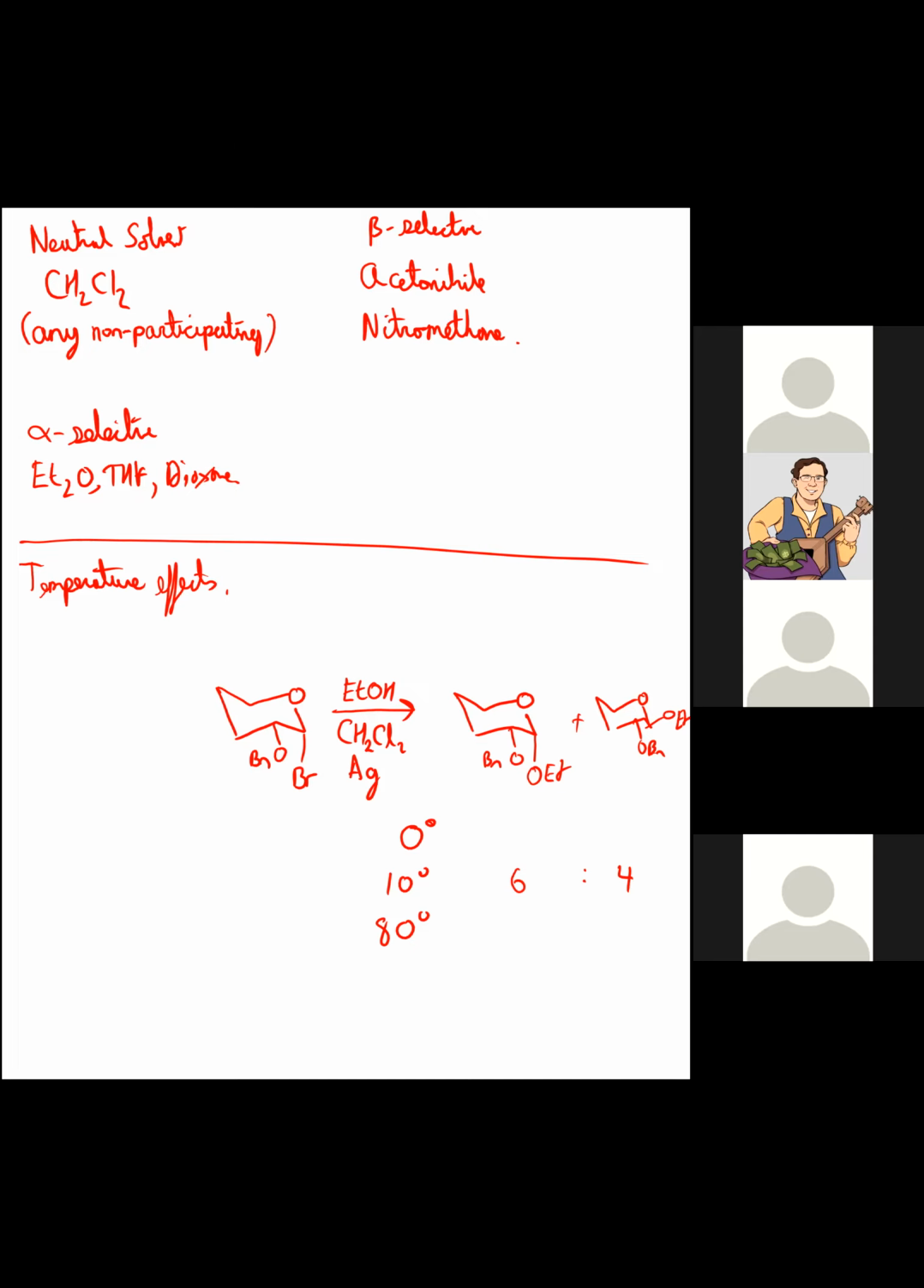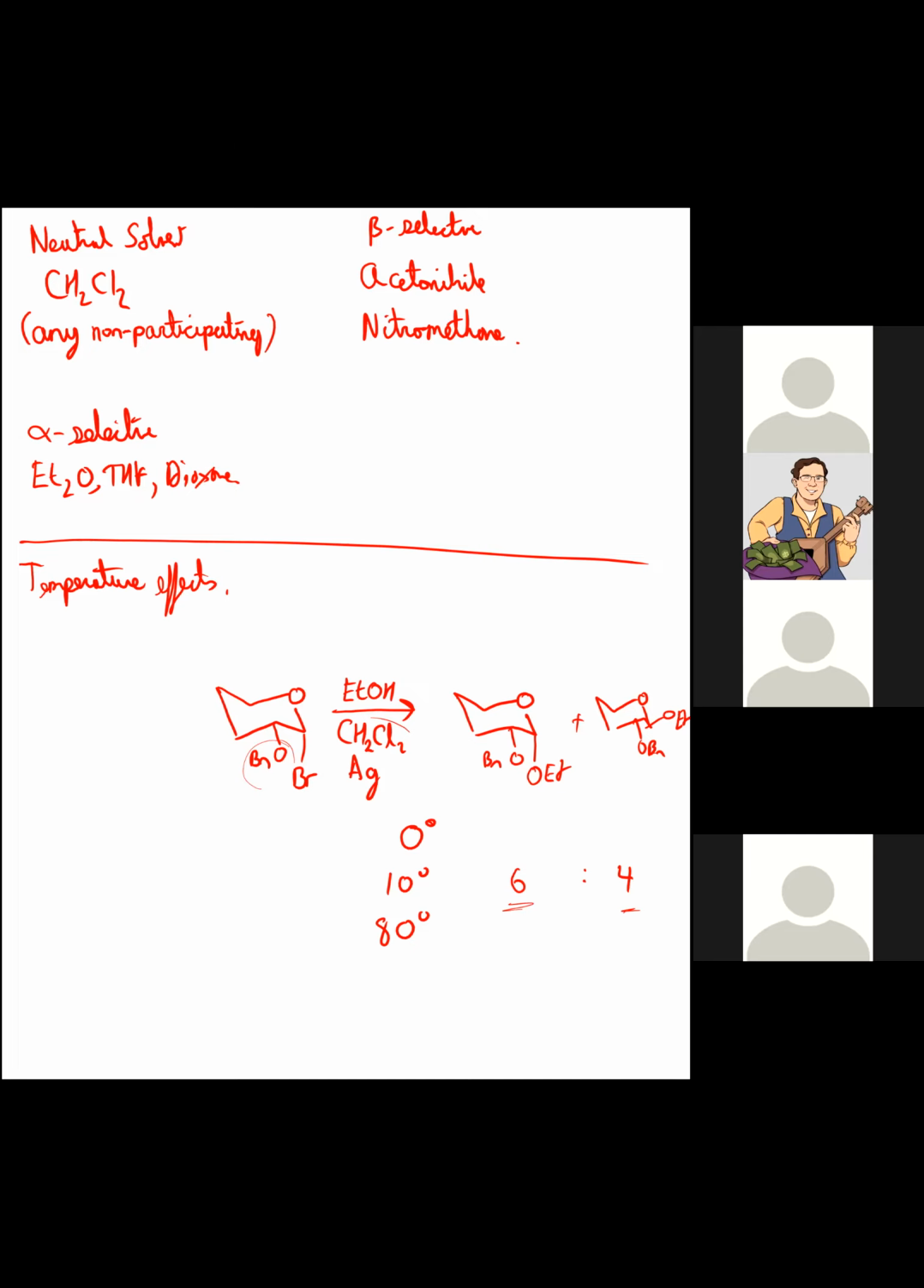So what effect are we looking at here? We don't have a solvent effect present, right? We have a neutral non-participating solvent. We don't have anchimeric assistance. We don't have the ester here. We just have an ether. So this is purely the anomeric effect that's driving this ratio. It's why we're preferring alpha to beta. It's just the anomeric effect.